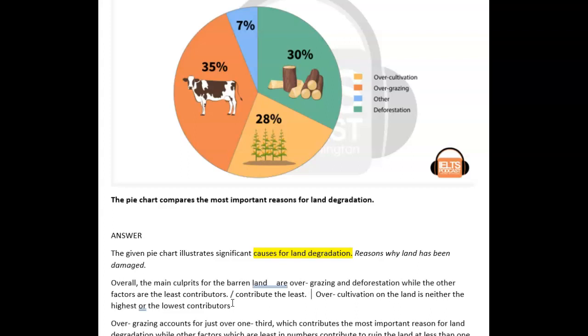Overcultivation is neither the highest nor the lowest. I think that's a bit of a strange sentence, because that's not really saying much to me. So you could say, while overcultivation of land, I would say maybe sits or is just less, it's too comparative, less than the reason for overcultivation.